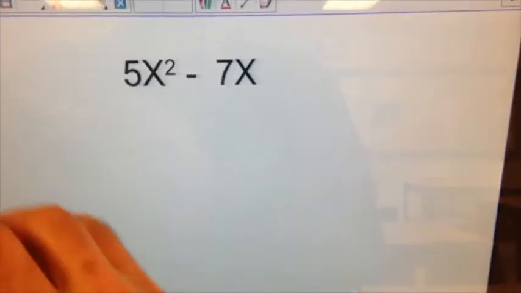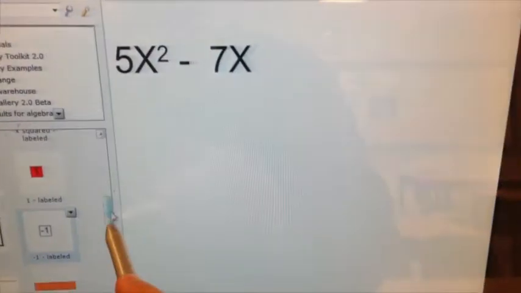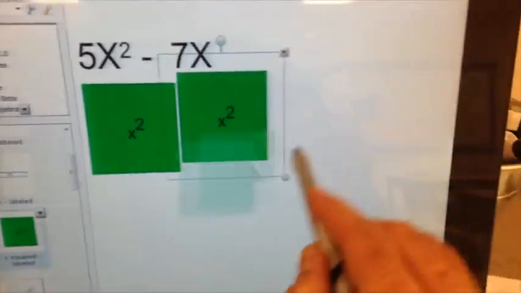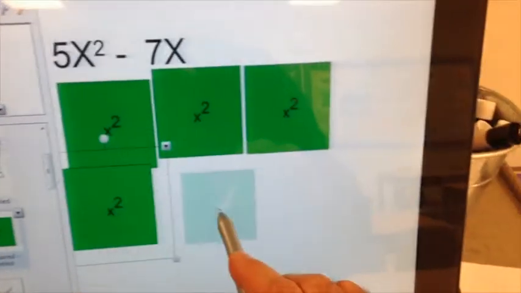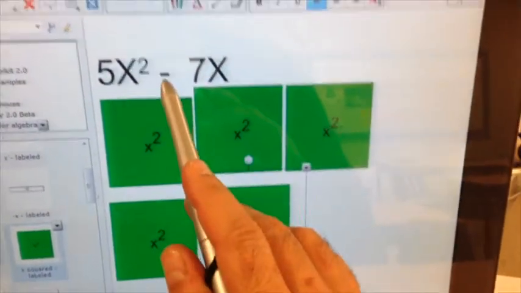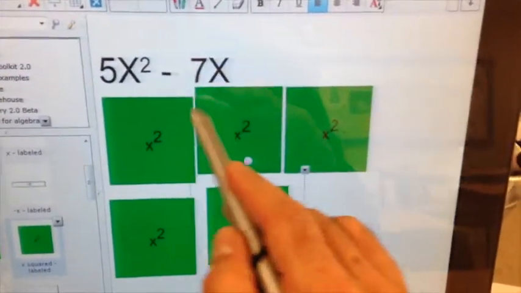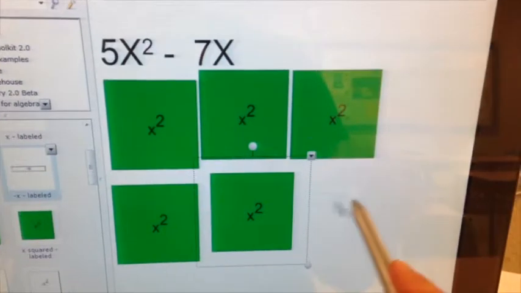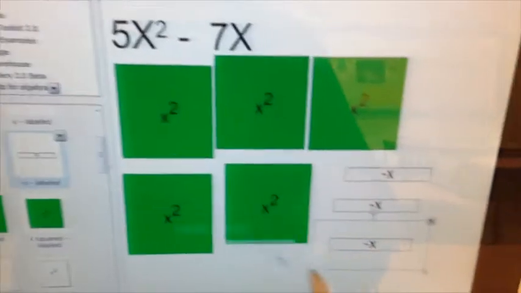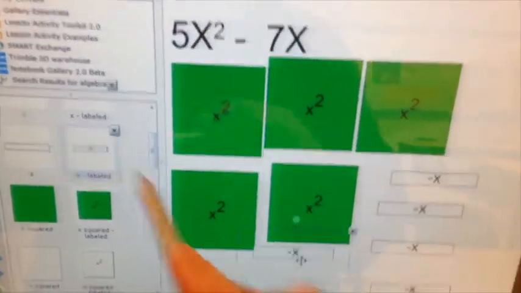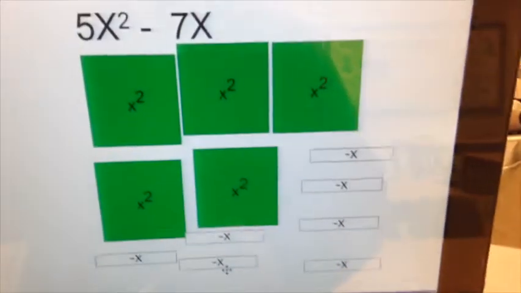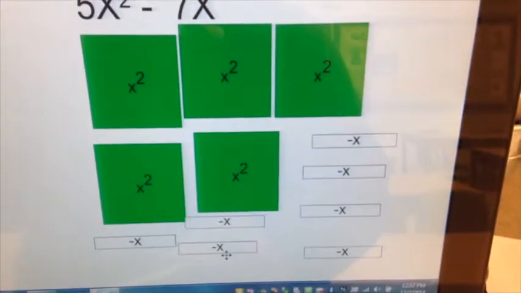Here we have 5x squared minus 7x. So 5x squared: 1, 2, 3, 4, 5. And now we just need the, it looks like take away 7x, but think of it as negative 7x. So we have 1, 2, 3, 4, 5, 6, and 7. A little bit messy, but you get the point. 5x squared, negative 7x.